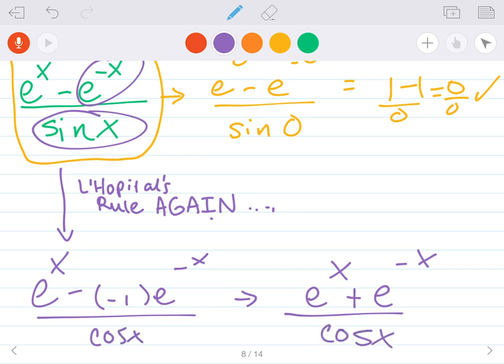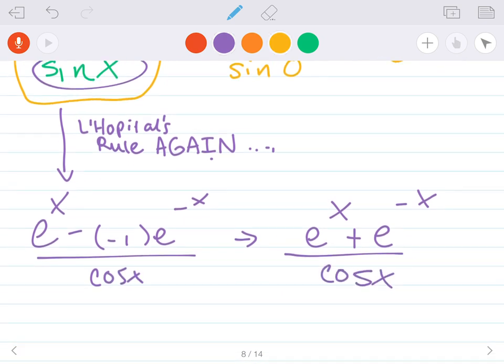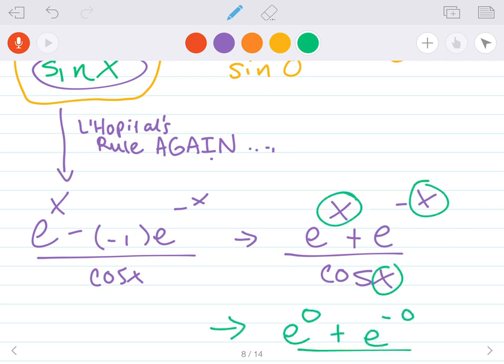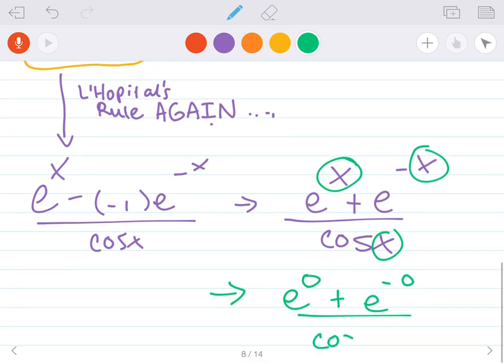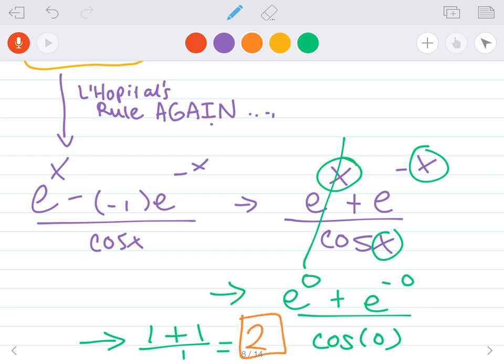Okay, I think we finally got this, y'all. Now, let's plug in 0. Anywhere we see an x, we get e to the 0 plus e to the minus 0 over cosine of 0. And thank God, on the top, I can't even go down anymore. That's how ridiculous this is. On the top, we have 1 plus 1. On the bottom, cosine of 0 is 1. Therefore, our final answer, oh my gosh, is 2.